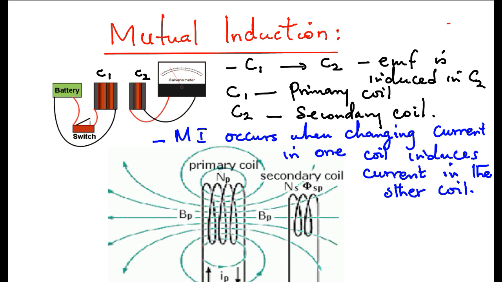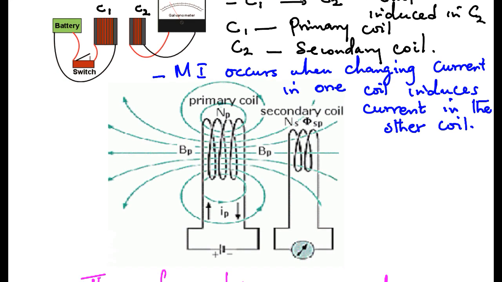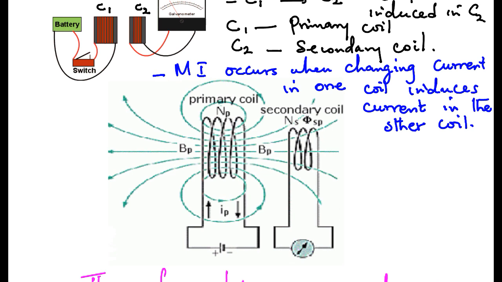The following diagram is a representation of the change in magnetic flux that occurs between the two coils. So the first diagram represents the primary coil. You can call it diagram 1. And diagram 2 represents the secondary coil that is connected to the galvanometer.